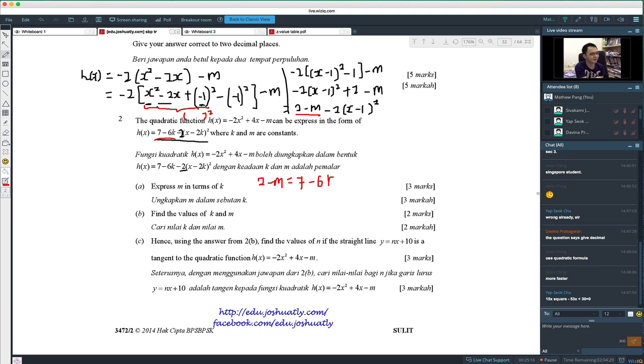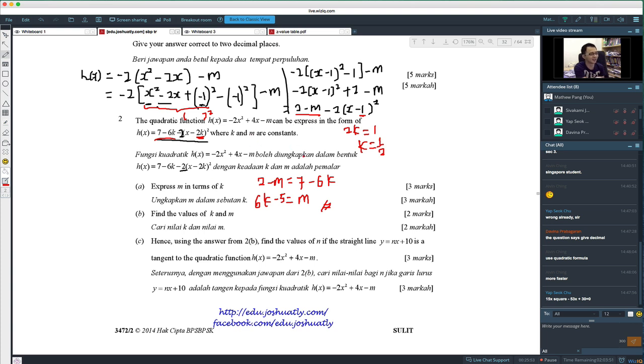So m in terms of k, I will move the m here and throw everything to the other side. So 2 minus 7 will be negative 5, so I will have 6k minus 5. Then I'm done. Okay, so then I find the values of k and m. I will compare whatever is inside the bracket, and you can find that 2k over here equals 1. So if 2k equals 1, k equals 1 over 2. Okay, this is how we do the comparing between two quadratic equations.